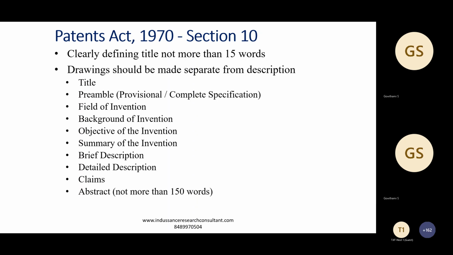Next comes the preamble. The preamble is a specific sentence that has to be put in every drafting document. That is the rule; it's a protocol. It is a mandatory sentence in every draft we write, whether it is provisional or complete. In that preamble, we state that the following specification describes the invention. The sentence is: the following complete specification describes the invention. For provisional, it will be: the following provisional specification describes the matter in detail. This sentence is mandatory in every document.